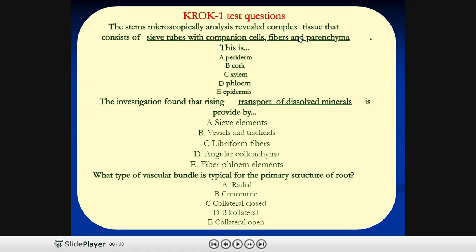Okay, companion cell and parenchyma. This is the composition of the phloem tissue. Okay, the investigation found that rising, the transport of dissolved minerals.